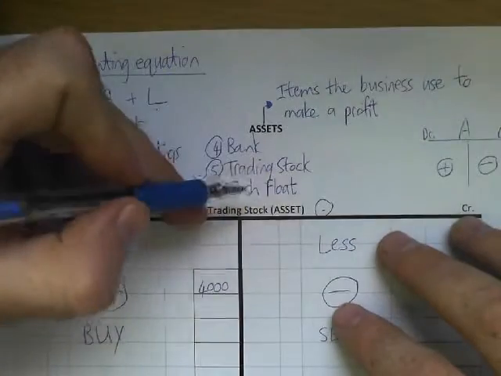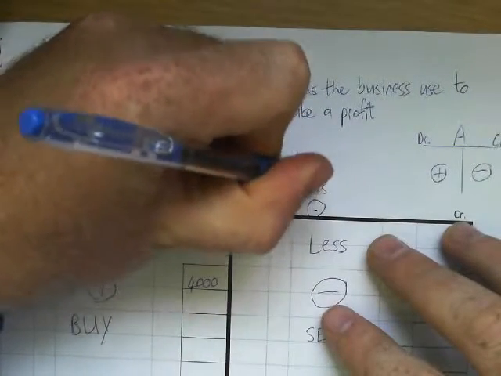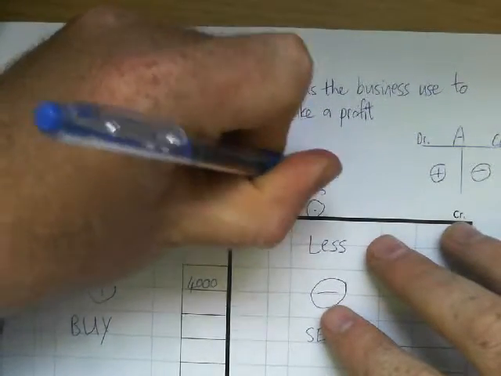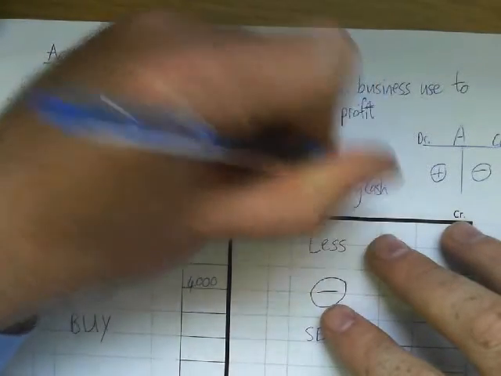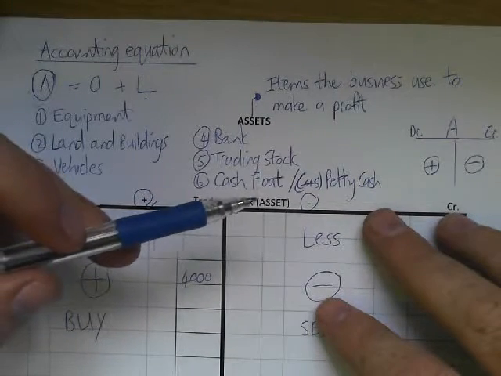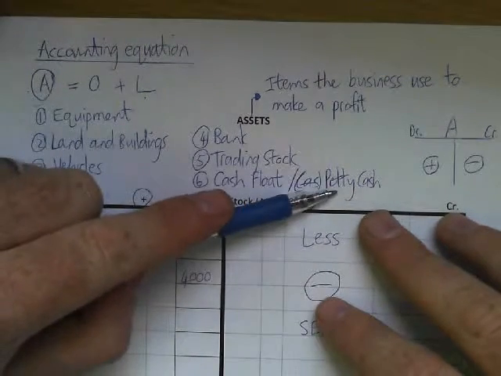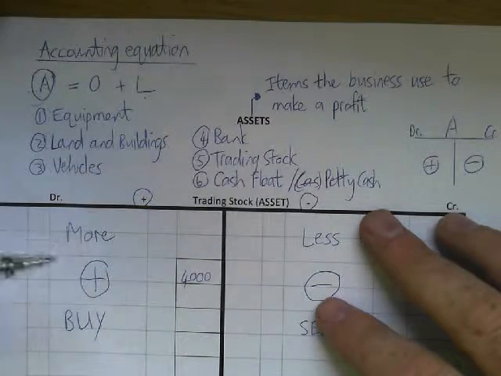Another asset that I didn't speak about is cash float. Cash float, I already spoke about that, sorry. The last one is petty cash. That's a small little box that the owner keeps at the business to be able to pay for small items like sugar and milk, etc. Okay, that's all on assets for today.